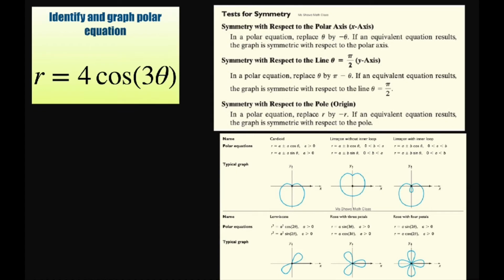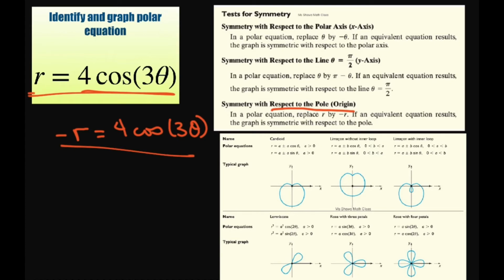With respect to the pole, it's not going to be symmetric to the pole because we have negative r equals 4 cosine of 3 theta. These two equations are not equivalent. This test really works well with the lemniscate.